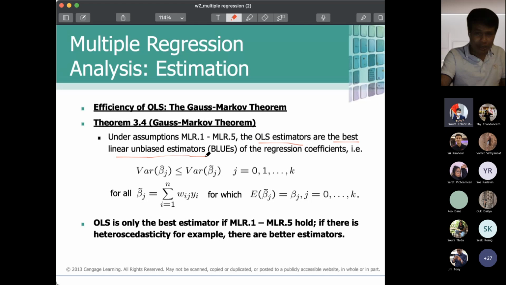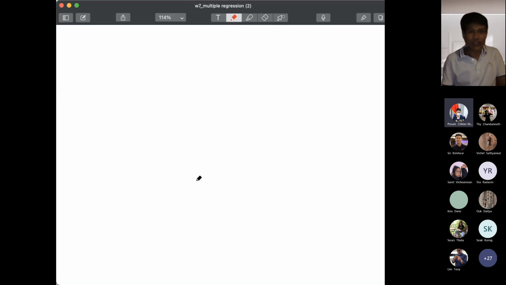So when you include multiple independent variables, even though there is multicollinearity, as long as assumptions 1 to 5 are met, normally the variance of delta J is close to the variance of the model that omitted the variable. Don't worry about the multicollinearity issue. All right. That is all for today, class. Any questions?